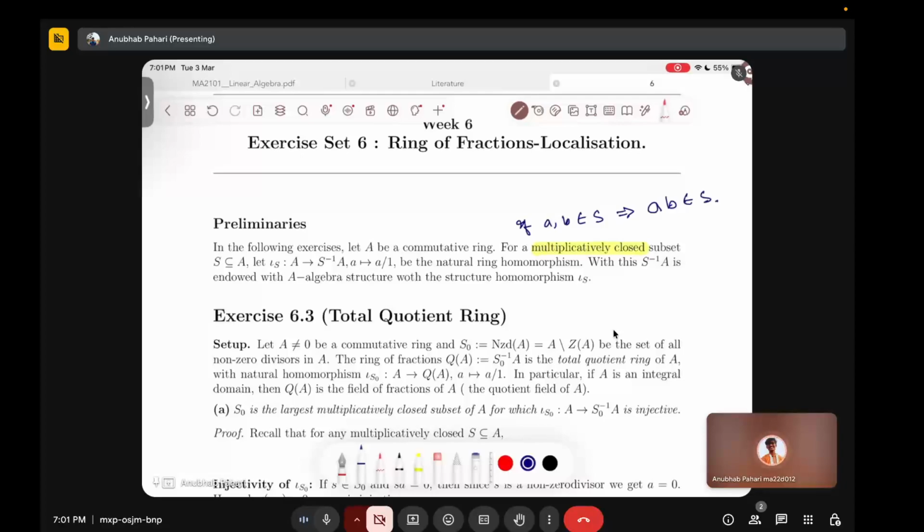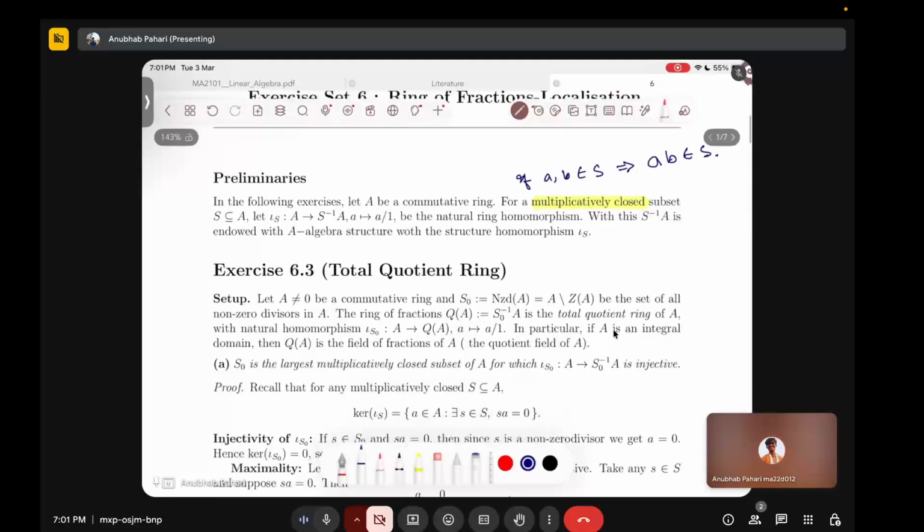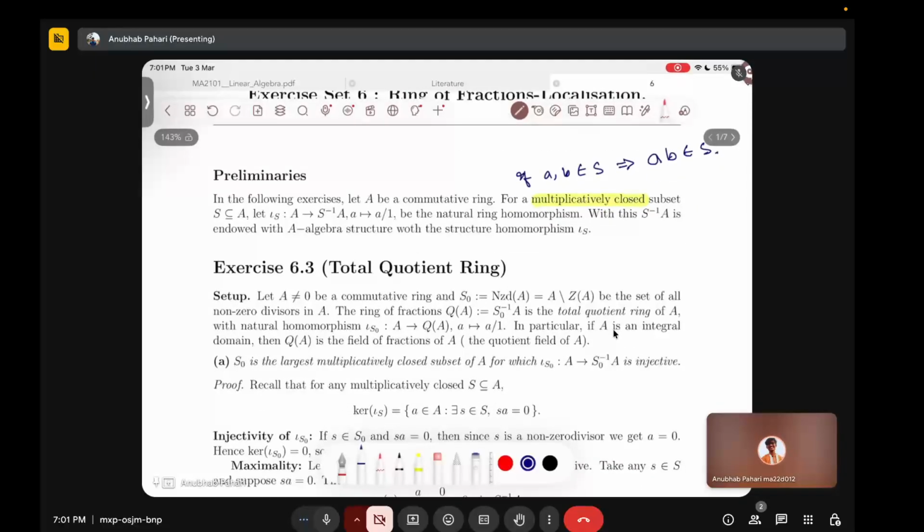And let i_S: A to S inverse A be the inclusion map. First you have to show that S inverse A is a ring with a natural ring homomorphism, and with this, S inverse A is endowed with an A-algebra structure with the structure homomorphism.